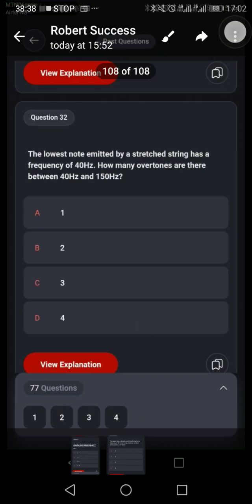Next question. The lowest note emitted by a stretched string has a frequency of 40 Hz. How many overtones are there between 40 and 150? We solved something like this before. You just multiply. For a stretched string, every whole number multiple is there, unlike a closed pipe, where there are only odd numbers. So 40 times 2, 80 is there, times 3, 120 is there, times 4, you get 160, 160 is not there. So it's only 80 and 120. There are only 2 overtones. So option B is the correct answer there.